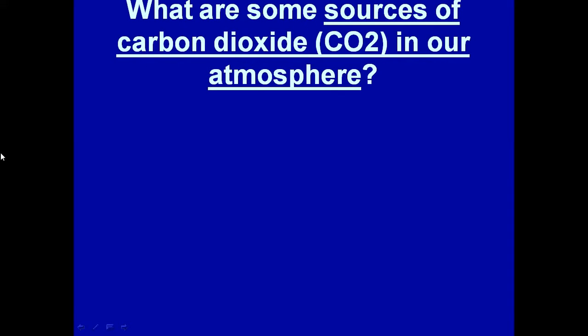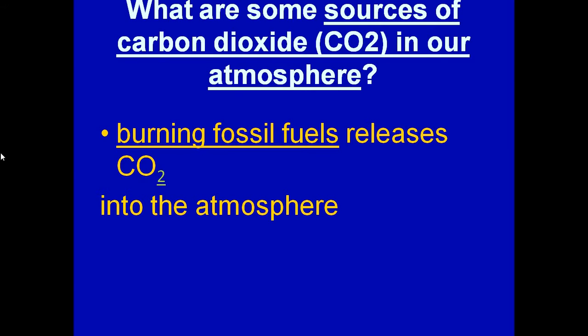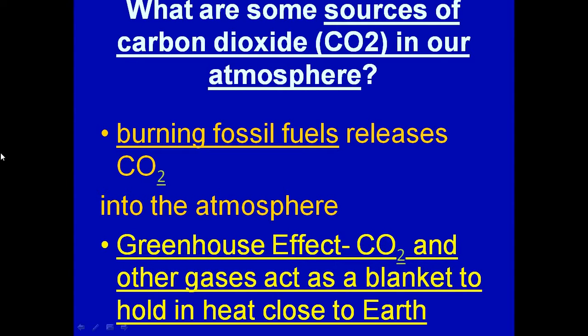Now, what are some sources of carbon dioxide in our atmosphere? Well, burning fossil fuels releases CO2 into our atmosphere. This causes the greenhouse effect, and CO2 and other gases act as a blanket which holds in heat close to the Earth. Too much of this, of course, is a bad thing, and some of it is a good thing. So we have to make sure it's at a homeostatic or regular level of this material and not too much.